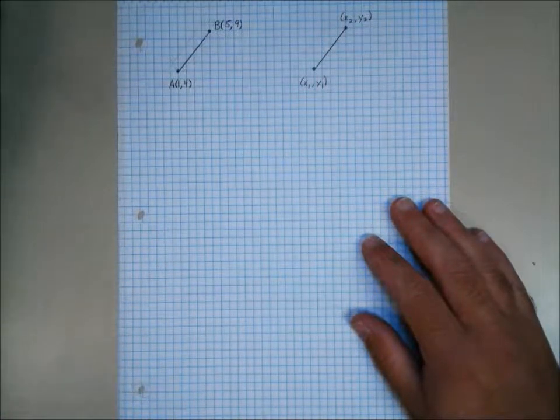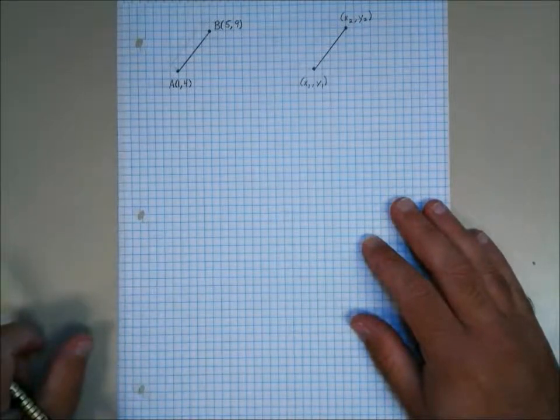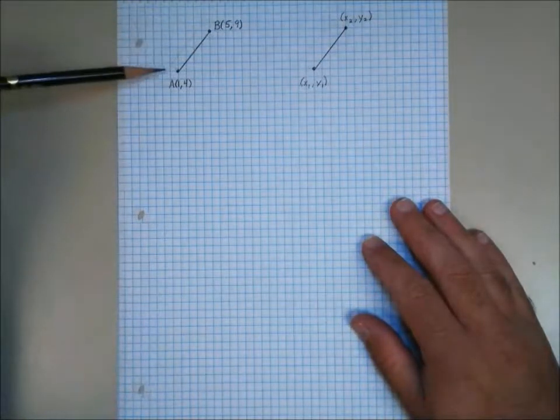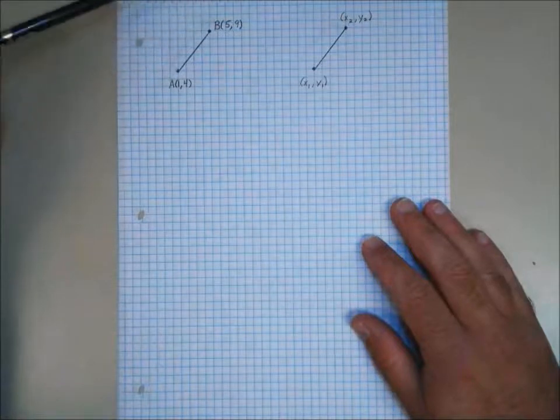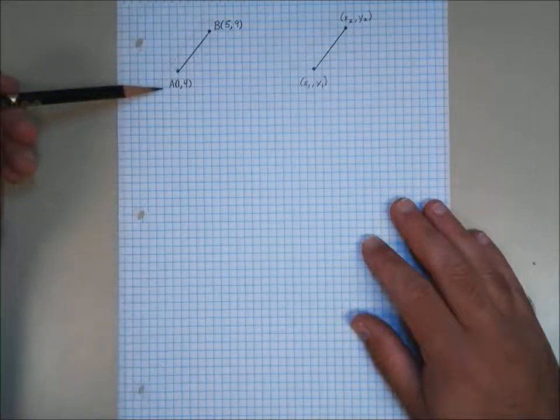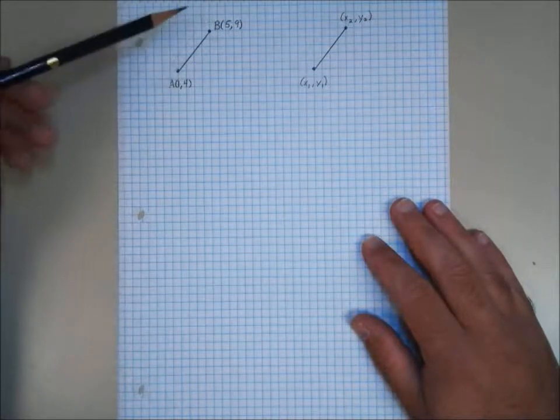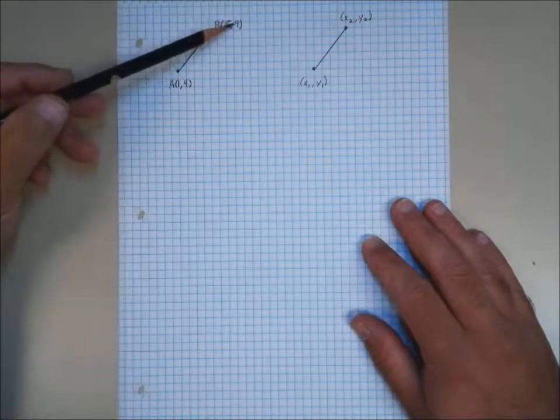In this lesson I'm going to go over how you can describe the distance formula and then how you can describe the midpoint formula. So first of all, I have a segment here, segment AB. The coordinates of A are (1, 4). The coordinates of B are (5, 9).